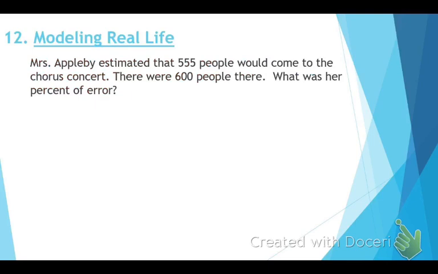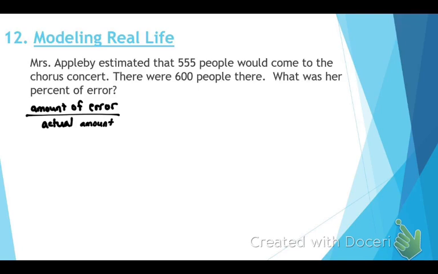Okay, for this one, Mrs. Appleby estimated that 555 people would come to the chorus concert, but she wasn't perfectly right. How many people came to the concert? 600. So we need to figure out what was her percent of error. How much wrong was she? So as always, please write down the original formula, the one that we just wrote down, the amount of error over the actual amount.